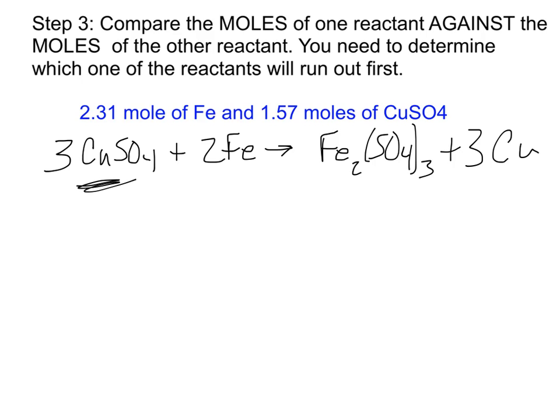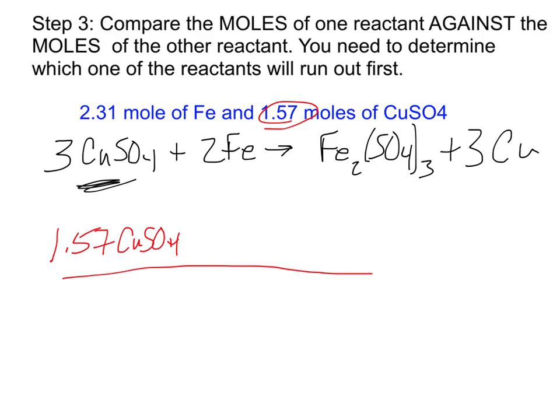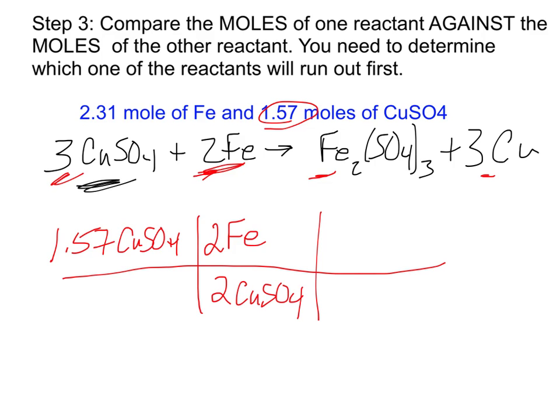So I'm going to take my 1.57 moles of copper sulfate, and I want to determine how much iron I'm going to need. So I work this with my balanced chemical equation and the mole ratio, because this tells me it needs 3 moles of this plus 2 moles of this will create 1 mole of this, and then, of course, 3 moles of my copper left over. So this is a 2 to 3 ratio. It's a 3, excuse me, not a 2.